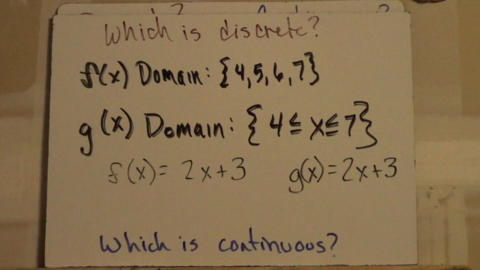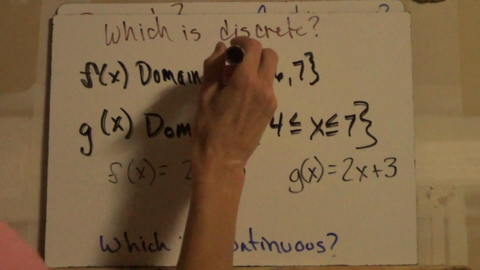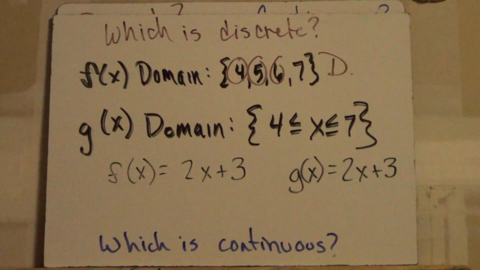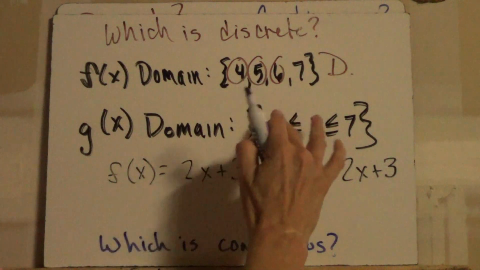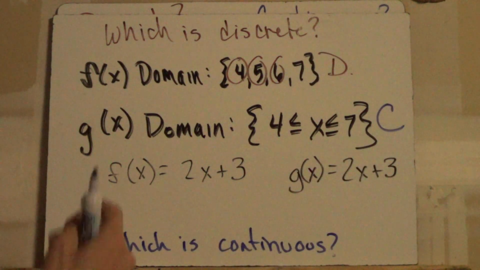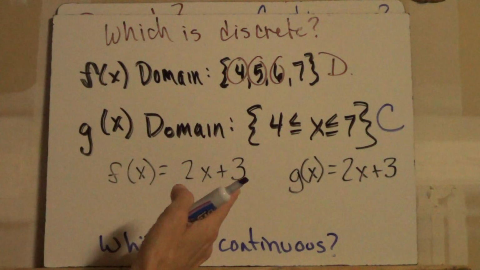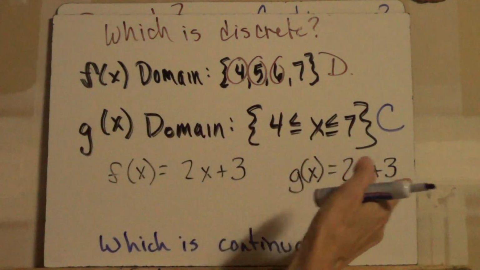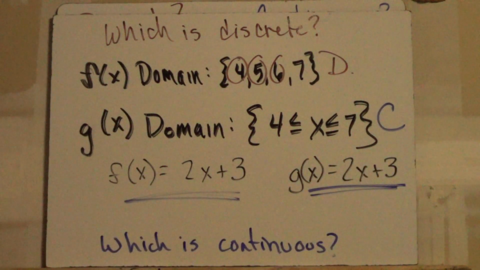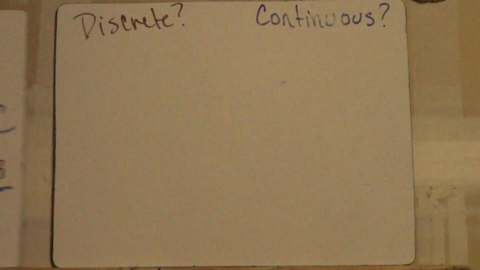Which is discrete? Which is continuous? Now you can look at domains and see. Do you see here how it's individual points? That's discrete. Do you see here how it's a range of numbers within a setting? You can have an infinite number of numbers in there. That's continuous. F of x, the rule, 2x plus 3. G of x, the rule, 2x plus 3. So you can't tell by the rules whether it's continuous or discrete. You can tell by what numbers you're plugging in.